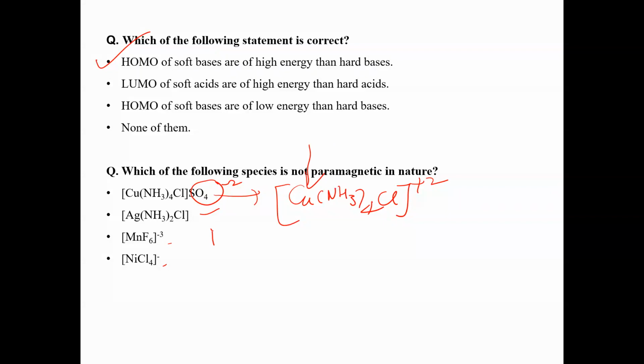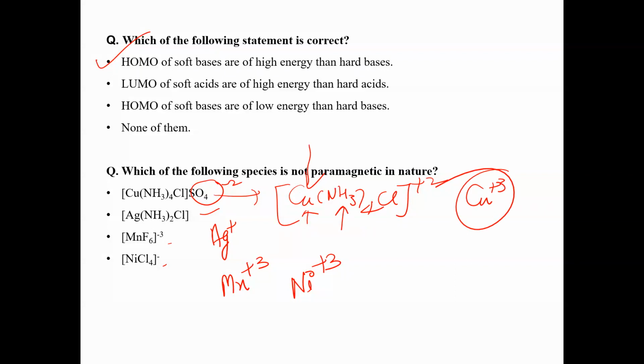So here, -3 plus 6 is plus 3, and here also plus 3. And here, what will be the oxidation state of copper? That will be plus 2, plus 1, 3, because this one is neutral. So just write down the electronic configurations, and you have to identify the diamagnetic species.